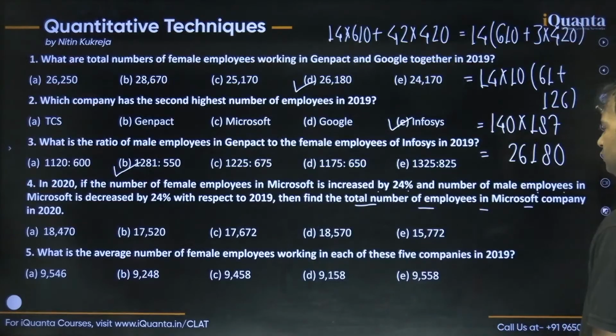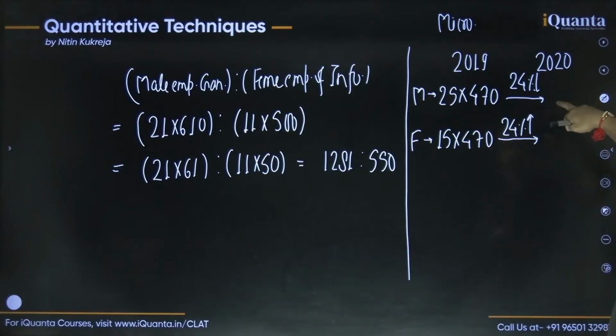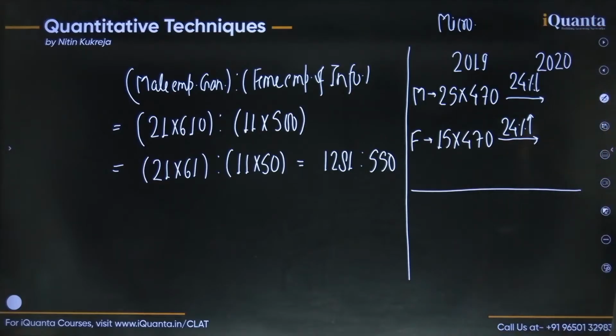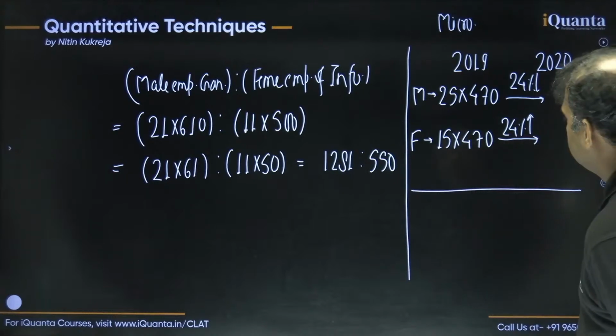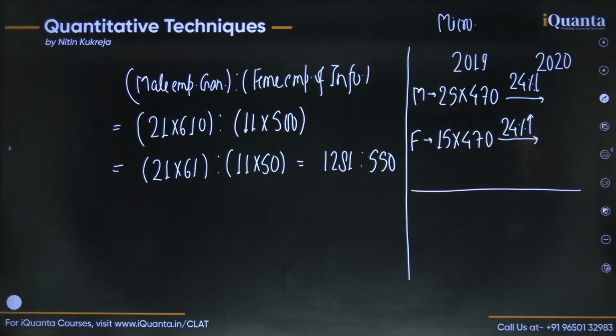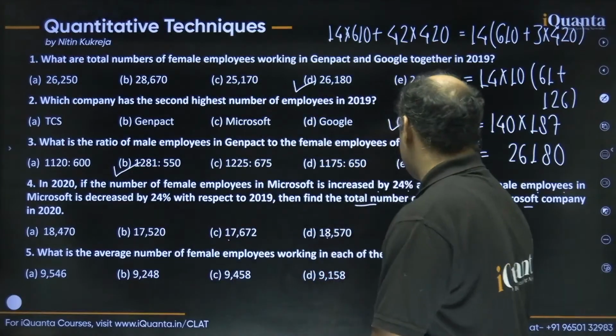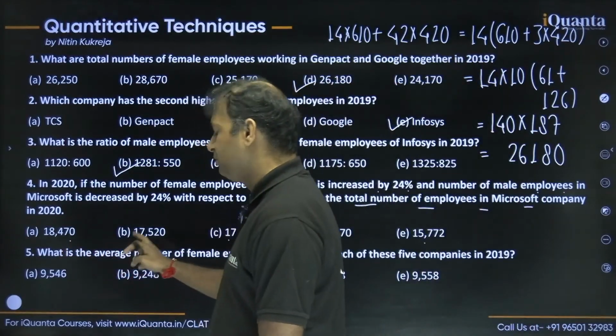Now let's look at the final question. The final question is to find the total employees in 2020. We have to find the total employees in the next year, finding the male and female and then adding them. So how can we do that? 24%, we can say 20 plus 4%, or we can also say this is close to 25%. But look at the options, are they close to each other? Yes, options are pretty close to each other, so approximation probably will not help much.